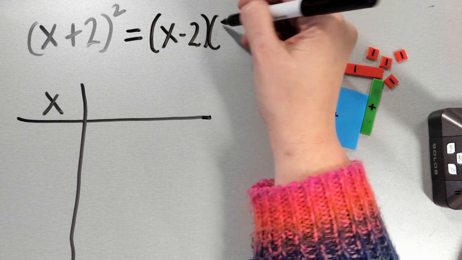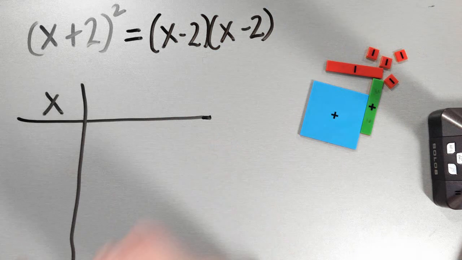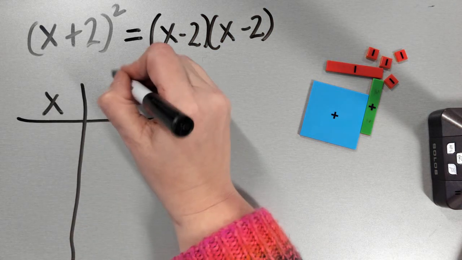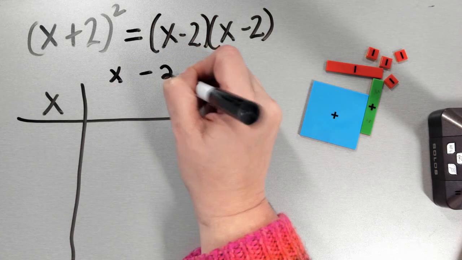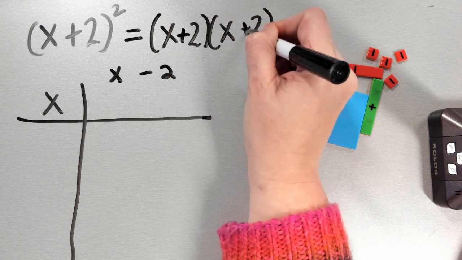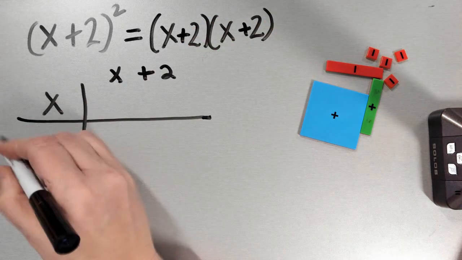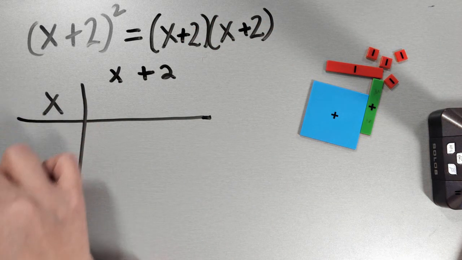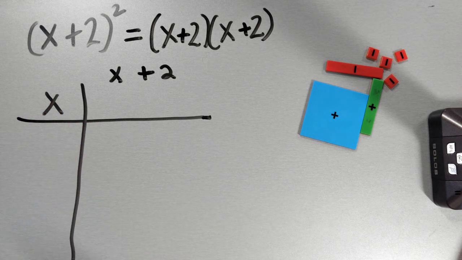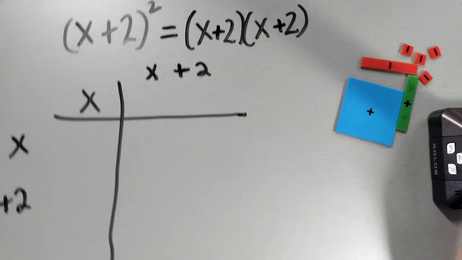X plus 2, x plus 2. Okay, I'm sorry, it should be x plus 2. Ms. Schulteis just corrected me. So I'm going to put x plus 2 there. I'm going to put x plus 2, whoopsie, over there.